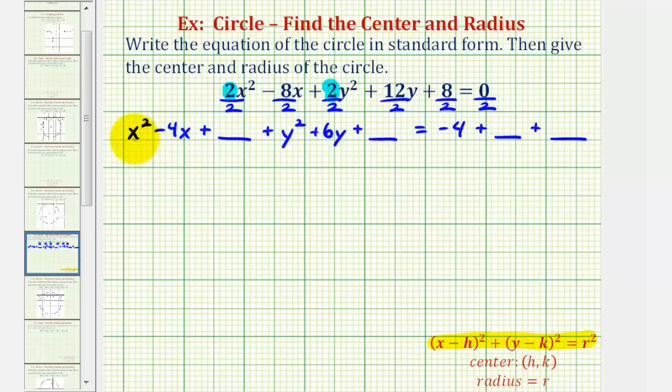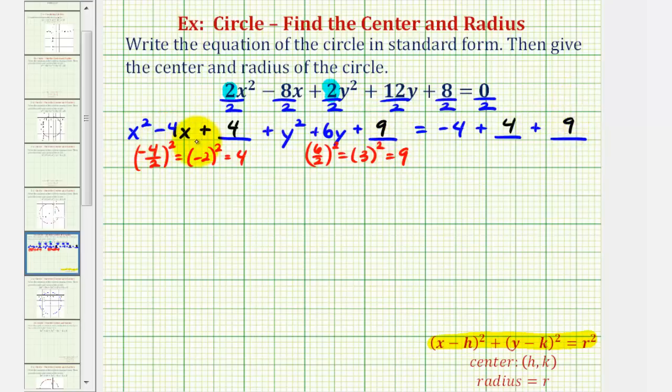And now we'll complete the square on x squared minus 4x. To do this, we'll take half of the coefficient of x and square it. So negative 4 divided by 2, that's half. Squared would be negative 2 squared, which is equal to positive 4. So we'll add 4 here and add 4 to the right as well. And then for the y part, we'll take half of the coefficient of y and square it. 6 divided by 2 squared. 6 divided by 2 is equal to 3, so we have 3 squared, which is equal to 9. So now we'll add 9 to both sides of the equation.